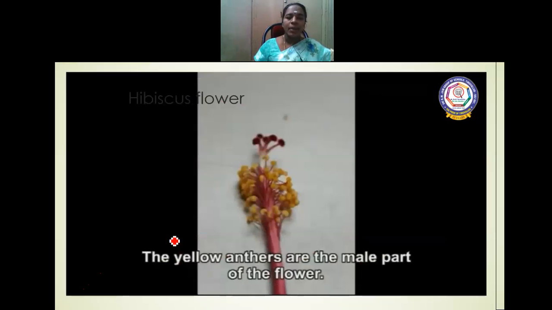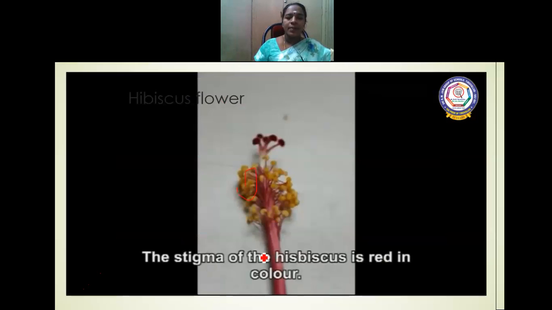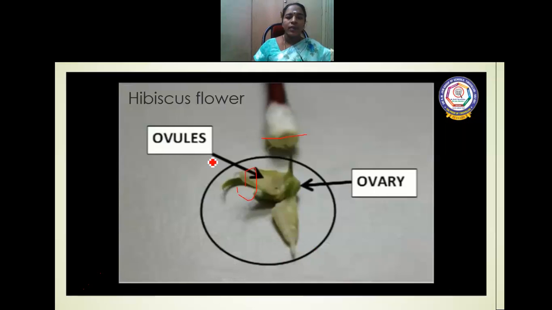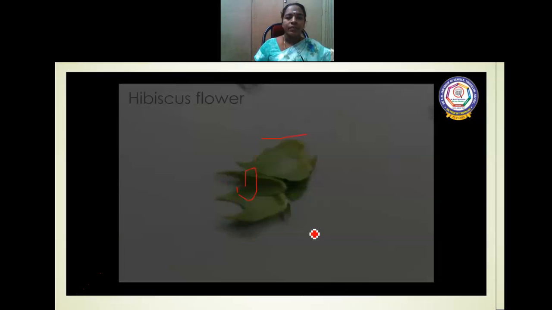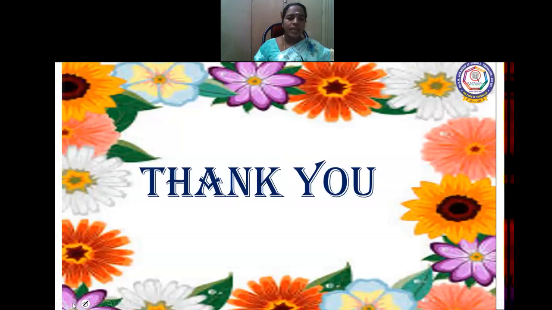This colorful part attracts insects to help pollination, and it is the petals. The yellow anther, or the male part of the flower, produces pollen grains. The stigma of the hibiscus is red in color. Ovules are found in the ovary. The sepals protect the flower when it is in the bud stage.